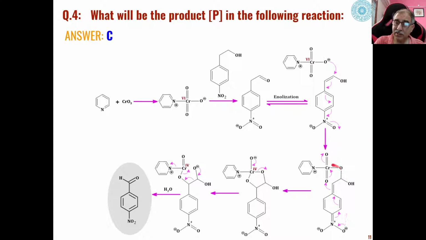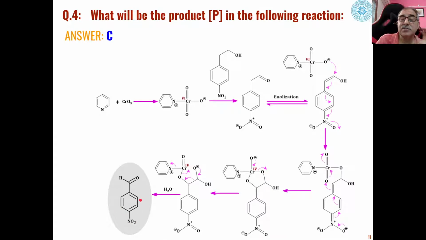Then this will again undergo reorientation, and delocalization again will take place to give us these types of cyclic chromate derivatives, where the oxidation state of the chromium will change from 6 to 4. And then through reorientation and removal of this chromium oxidant part, this will be oxidized through hydrolysis to para-nitrobenzaldehyde by this rearrangement reaction.